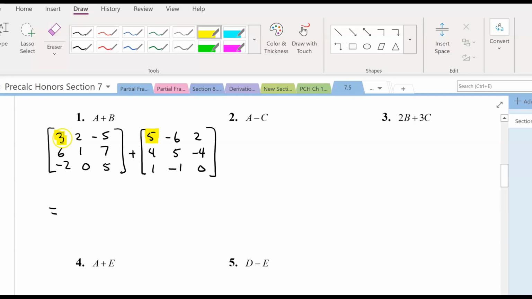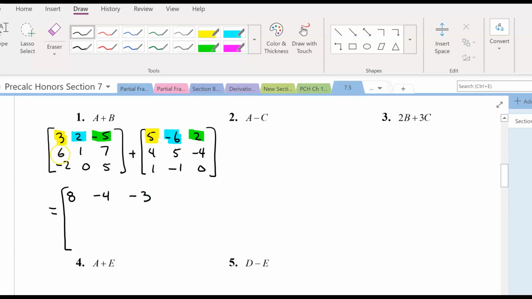So the way we add two matrices is we just add the entries that are in the same position. So 3 is first row, first column. 5 is first row, first column. So we're just going to add those to get the new first row, first column, which is 8. Then moving on to first row, second column of each. So I have 2 plus negative 6. That's going to give us negative 4. And then the last entry in this row, I have negative 5 and 2. So negative 5 plus 2 is negative 3.